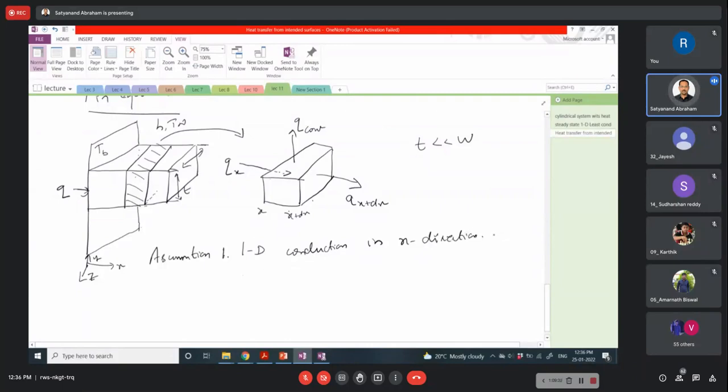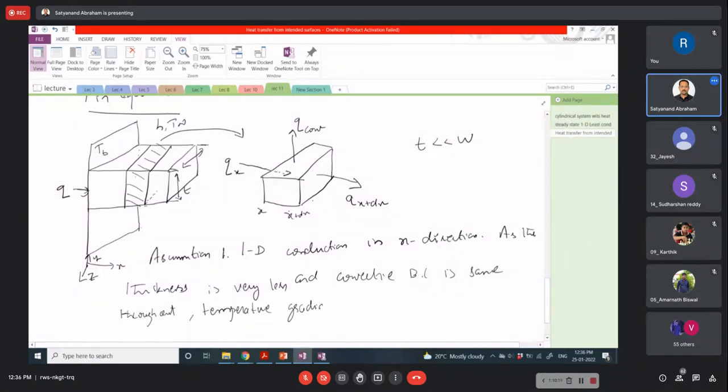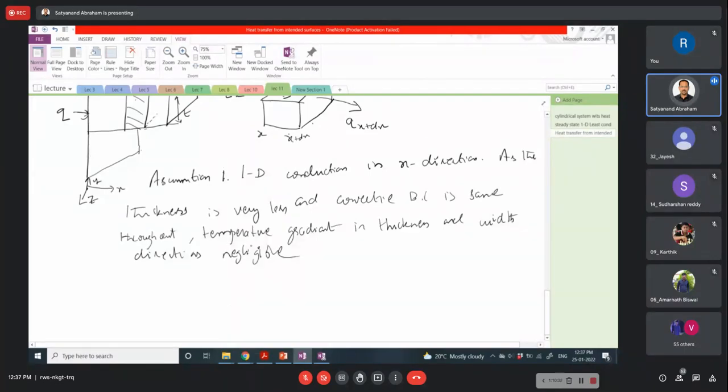So what we can say is that as the thickness is very small, and the convective boundary condition is the same throughout, the temperature gradients in the thickness and width directions are negligible. That is the first assumption.